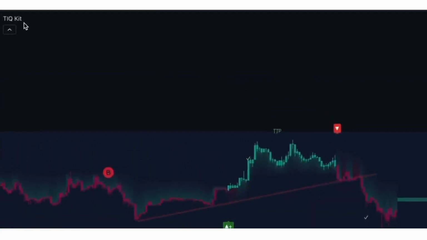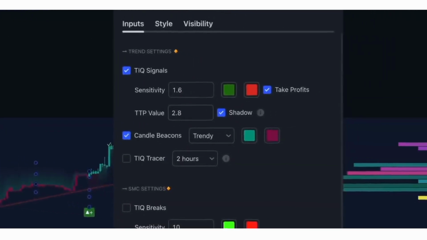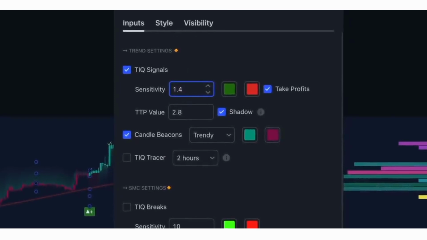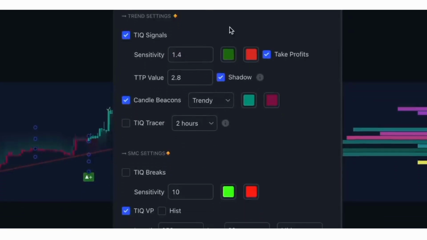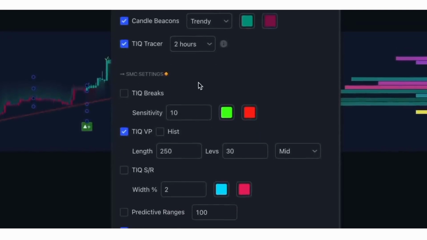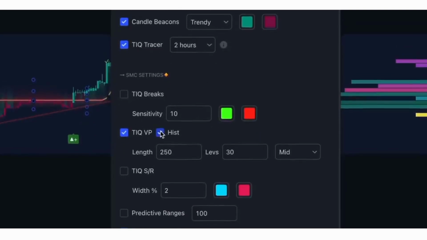For example, let's open the inputs and change the signal sensitivity to 1.4. Enable the Trade IQ Tracer with a time frame set to 2 hours, the volume profile and histogram. Change the number of levels to 14.